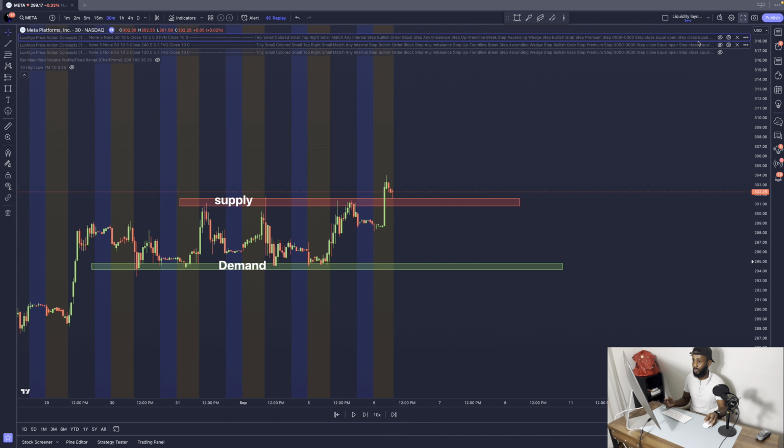And I have 3 different time frames. I have the daily, the 4-hour, and the 2-hour. This is a paid indicator. It's $70 a month, but I have found it useful for me and my trading.